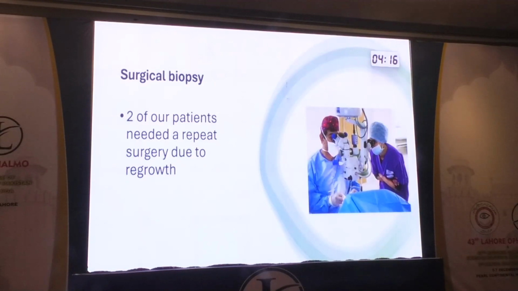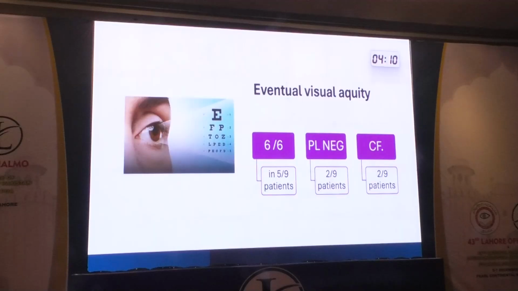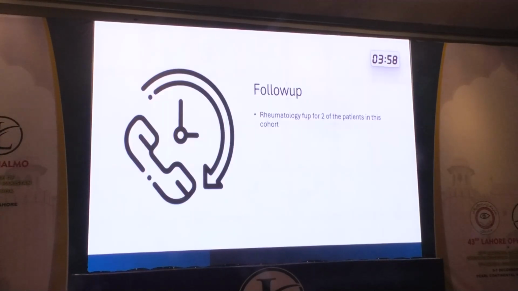2 of these 9 patients needed a repeat surgery for regrowth. 1 of them ended up with exenteration. So the eventual visual acuity in 5 of the 9 patients was 6/6, and 2 of the 9 had counting fingers. The PL negative was in patients who had the regrowth, and we had to do a redo surgery.